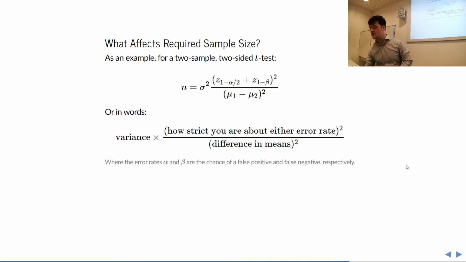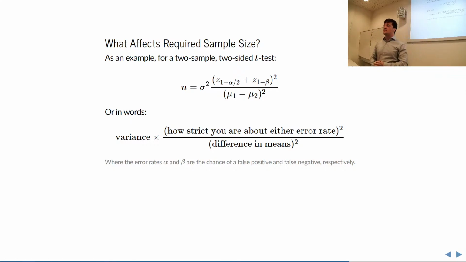Yeah, 2-sample, 2-sided t-test. So what does this say? So n is the sample size, and the sample size is equal to the variance, so that's the extent to which individual observations differ from each other, times how strict you are about either error rate, divided by the difference in means. So this is the critical value for alpha, this is the critical value for the power that you desire, and this is the difference in means. Okay, if this is not intuitive, let me explain why it's like this.